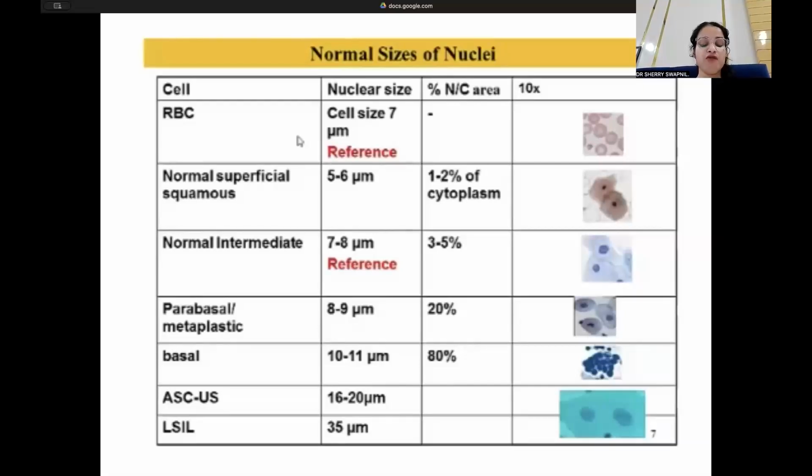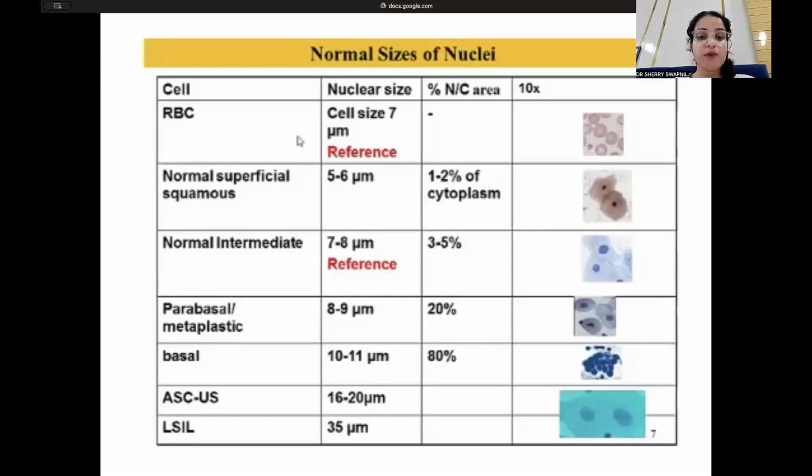Generally, in case of parabasal cells and metaplastic cells that we have seen, the nucleus size is increased. But it is important to know, in case of ASC-US and ASC-H or HSIL, in case of ASC-US, the nucleus size is increased by 2.5 to 3 times. So we should compare, if you have an intermediate cell in proximity, then you can compare it with the ASC-US nucleus, and you can see the size is increased by 2.5 to 3 times. In case of LSIL, it is increased by more than 3 times. So this is important.